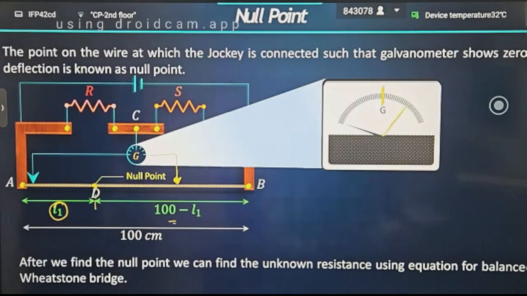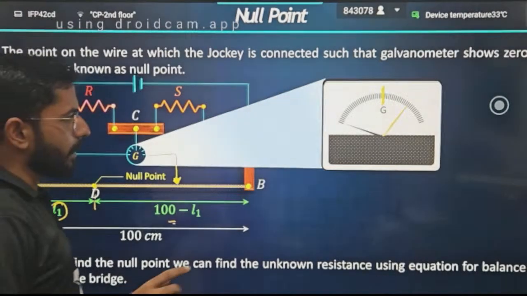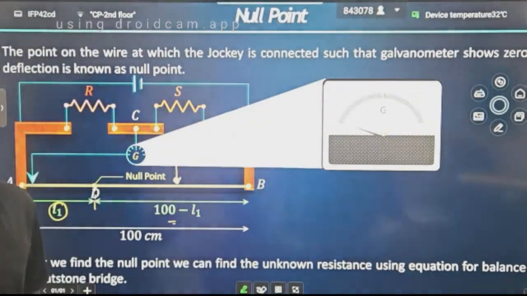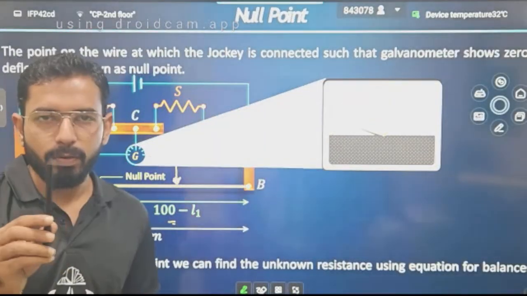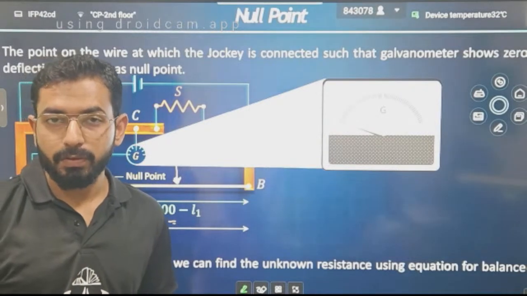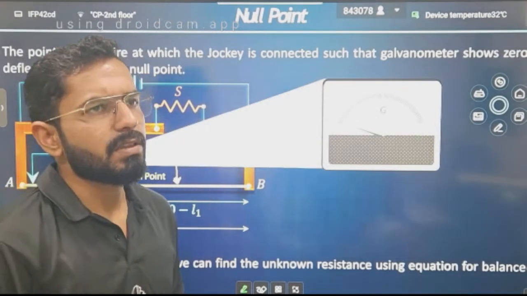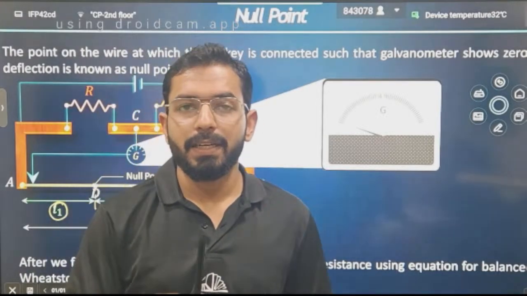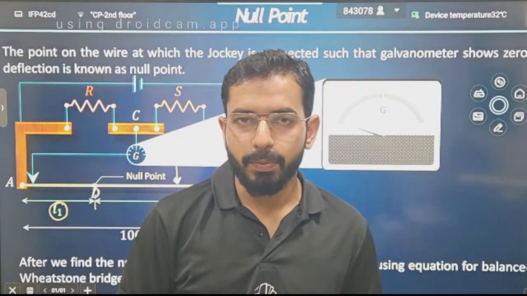Now see, what is the first step? We always first find the null point. What is this null point? The null point is where the deflection of the galvanometer goes to 0. Now what is the meaning of the deflection of the galvanometer going to 0? That means the net current flowing through the galvanometer is 0.